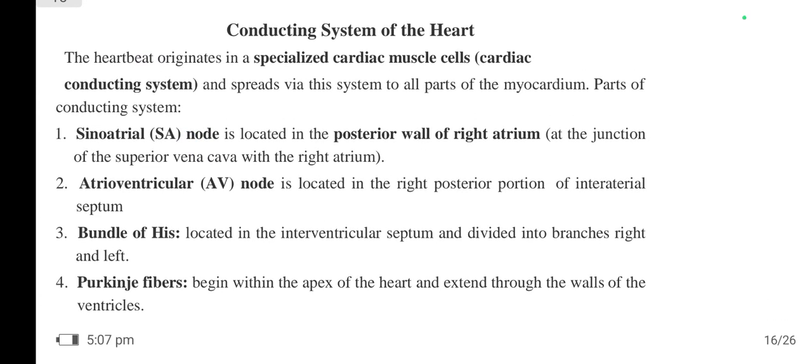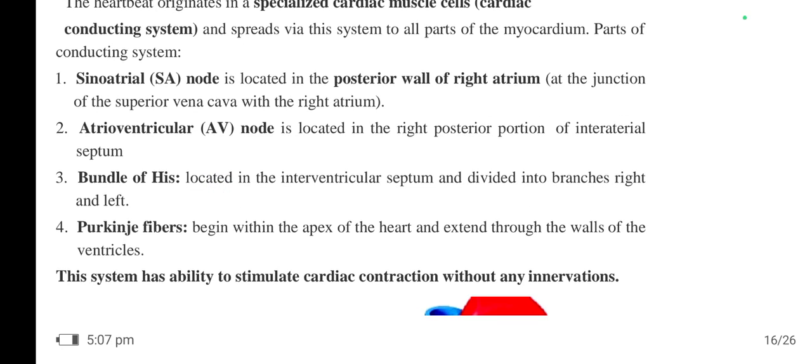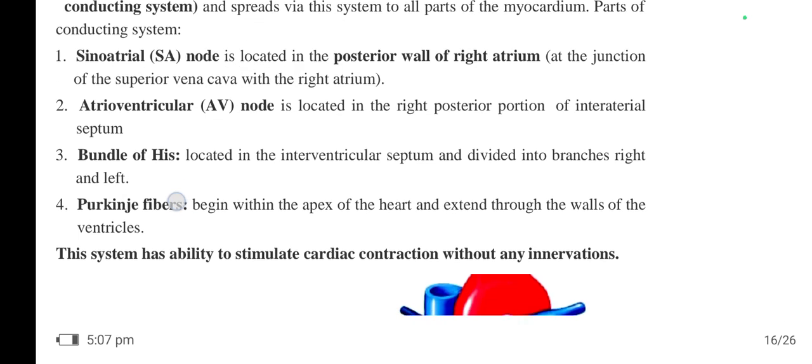Conducting system of the heart. The heartbeat originates in a specialized cardiac muscle cell, the cardiac conducting system, and spreads via the system to all the parts of the myocardium. Parts of the conducting system.